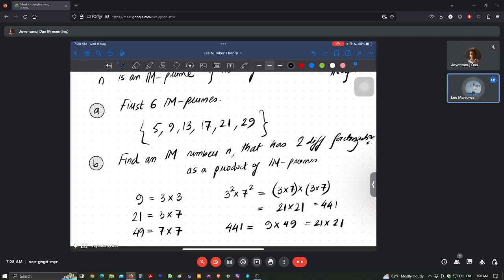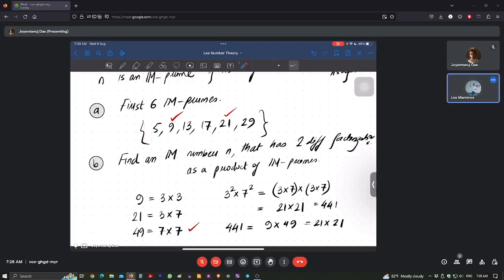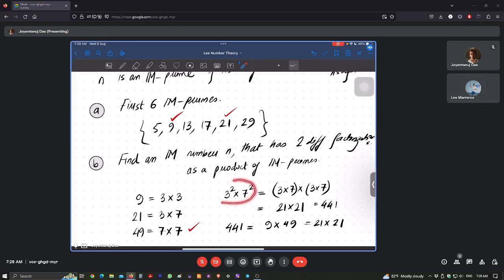So 21 is an m prime, and 49 as well, and 9 also belongs to the list. So this is the number we can create. But why did it work? If I see the list, in this list the two prime numbers 3 and 7 are missing. So that's why we can construct these two types of multiplication, and still that will work.